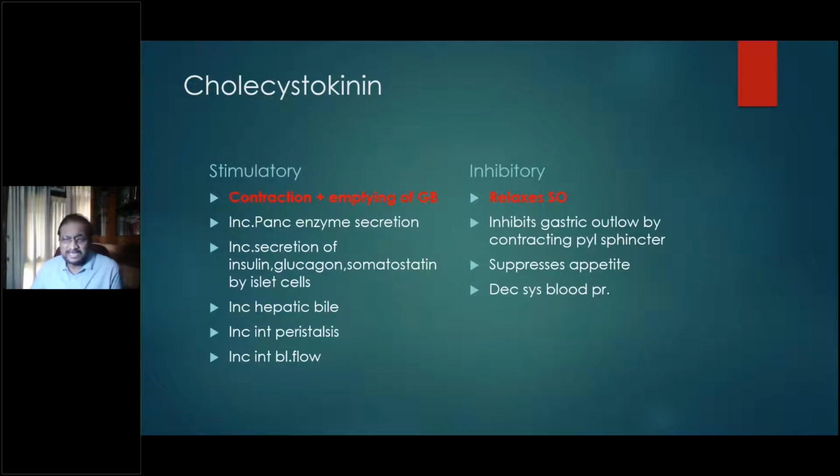It inhibits the gastric outflow by contracting the pyloric sphincter. So it tells the stomach, look, don't release at one go, partial release. So it is inhibiting the gastric outflow while it is helping in the digestion of what is lying in the duodenum and the jejunum. Until that time, it stops the gastric outflow. It suppresses the appetite because it says, look, I have got enough, so don't eat more. So it suppresses the appetite, and at the same time decreases systolic blood pressure.